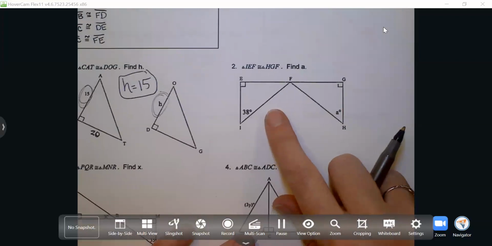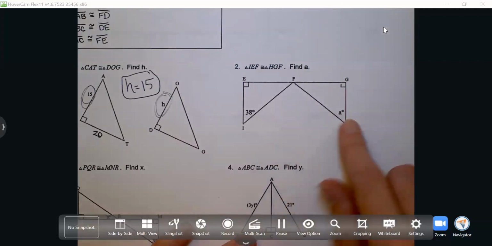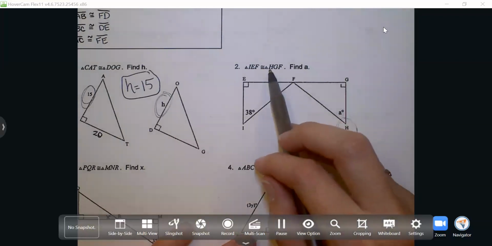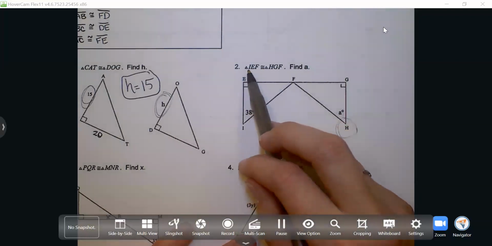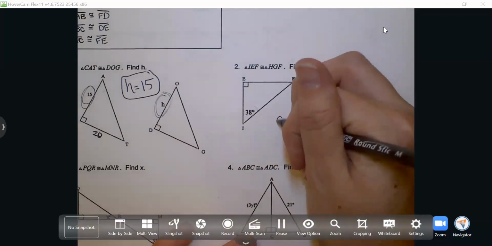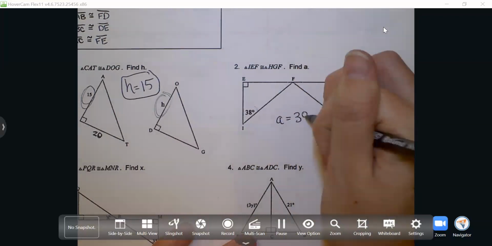Right down here, number 2, A is in angle H. H is my first letter. I is my first letter. So it should be congruent to 38. So A equals 38.